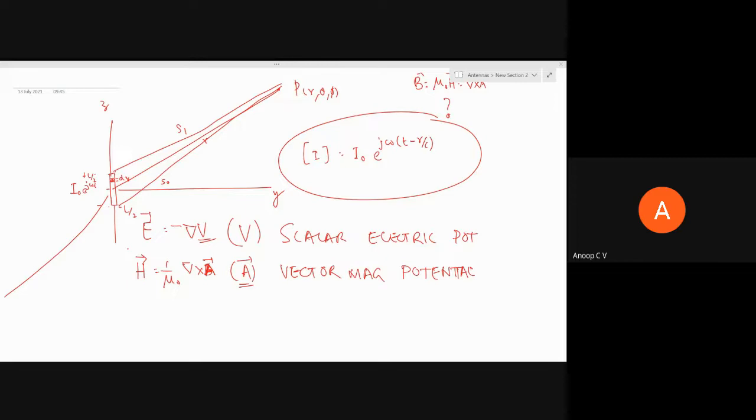I've just given you an introduction to the short electric dipole and how to find the field of that. So we'll continue next class.